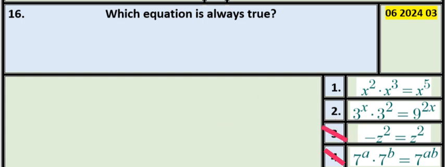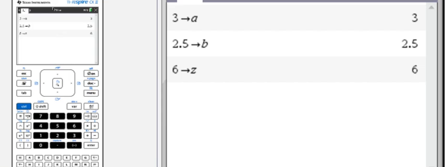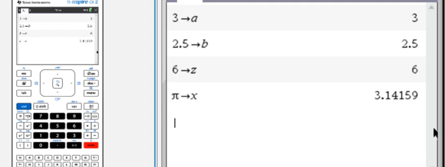So the next thing I want to do is store a value for x. So I do like my pi button. So I'm going to go to pi, Control and the VAR key to store that as x. Now I want to put in 3 to the x times 3 squared. And I get this big, ugly number.